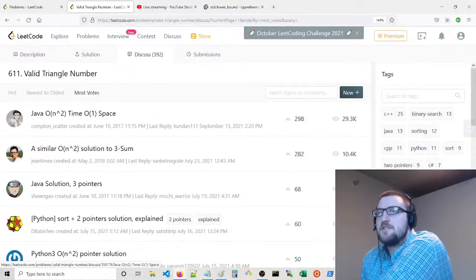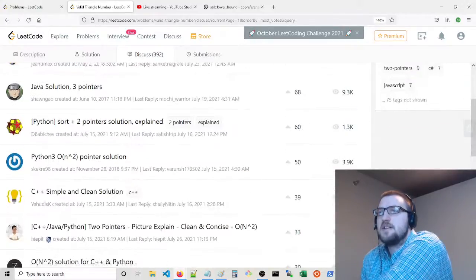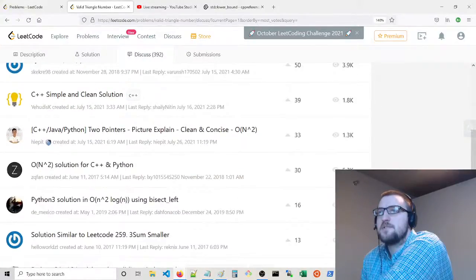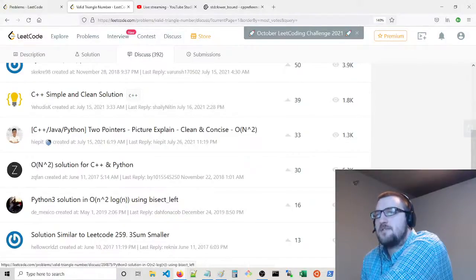O(n) squared, O of 1 space, 3-sum, similar solution, O(n) squared solution, 3-sum, 3 pointers, sort, 2 pointer solution explained, O(n) squared, simple and clean, 2 pointers, clean and concise. And O(n squared log n) using bisect left. Yeah, I used the same thing. 3-sum smaller, similar.